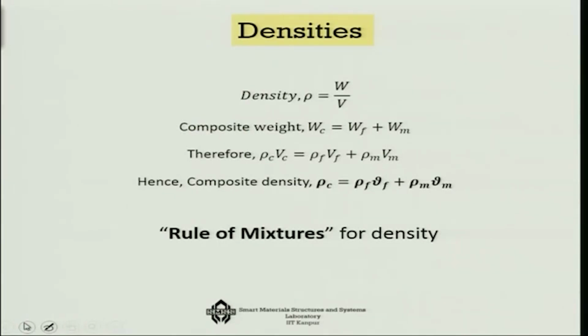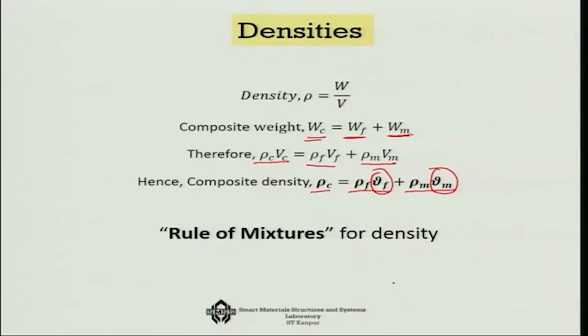Now if I look at the density, density is what? W over V, and this W, the Wc for the composite, is Wf plus Wm. So what is Wc? It is rho c times Vc, where rho c is the density of the composite and Vc is the volume of the composite, and that equals rho f Vf plus rho m Vm. So the composite density rho c is actually rho f Vf over Vc plus rho m Vm over Vc. We can write it shortly as rho f Vf plus rho m Vm, where Vf and Vm are the volume fractions.